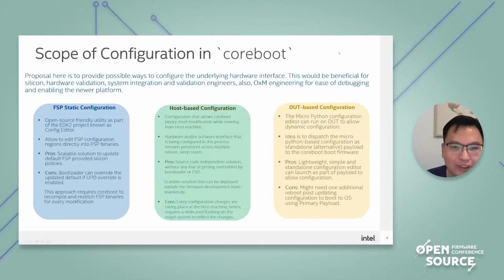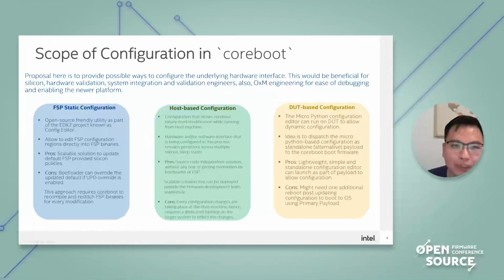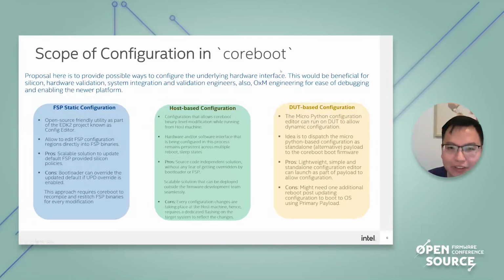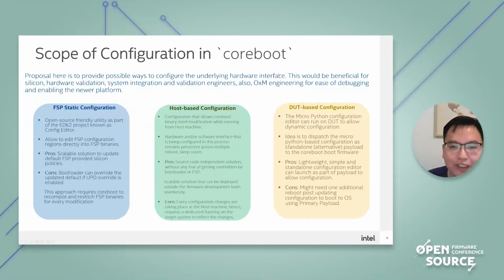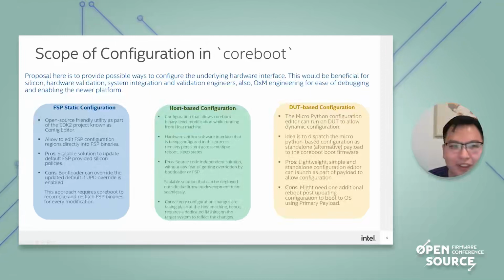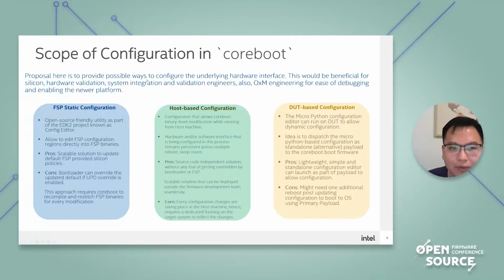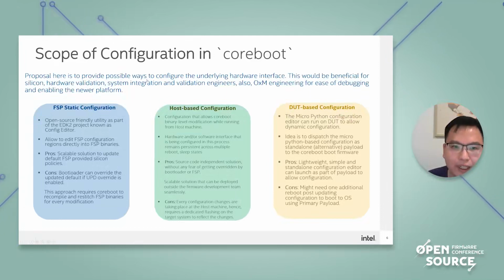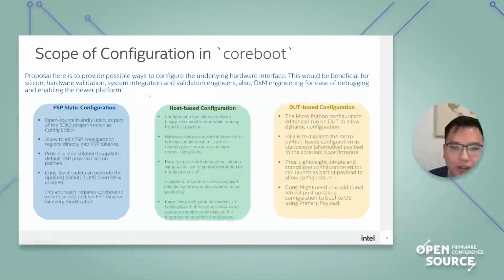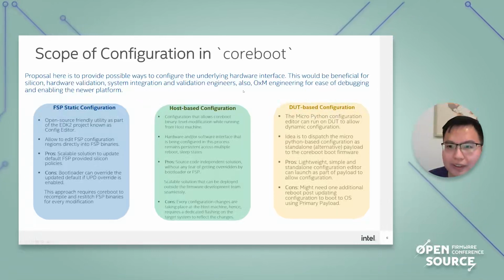So in this slide, we're going to go into a detailed scoping of configuration specifically in Coreboot, in a context that all of us are very familiar with, right? And of course, this is also applicable to Slim Bootloader and other open source bootloaders. The proposal here is that we want to lay out all the possible ways to potentially configure the hardware interface, right?